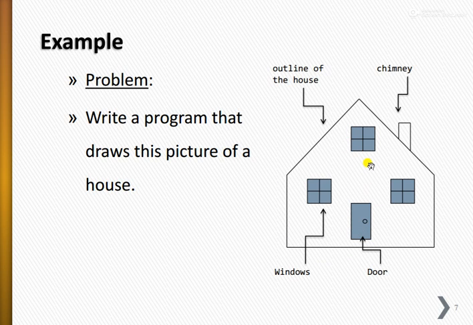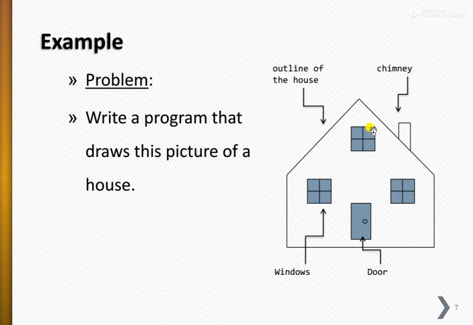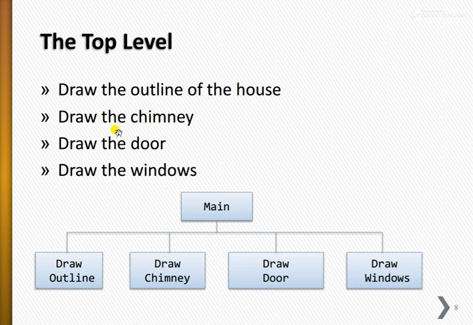For example, suppose you need to draw this picture of a house. Suppose this is a problem, you need to develop a program to draw this picture of a house. First, you try to draw the outline of the house. You draw the outline of the house. Then you try to draw the chimney.